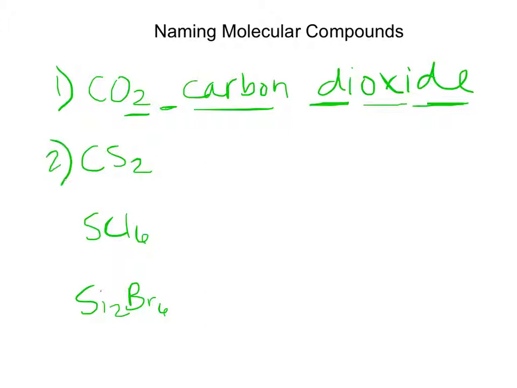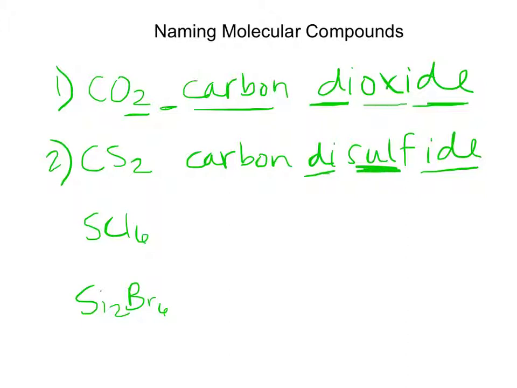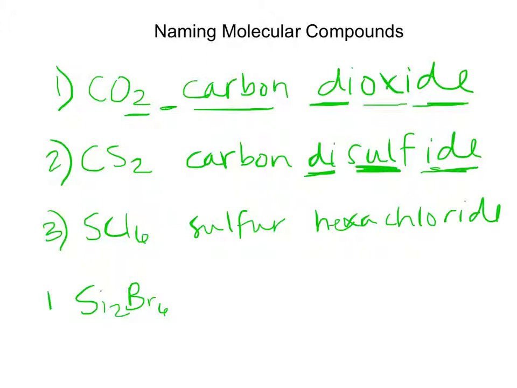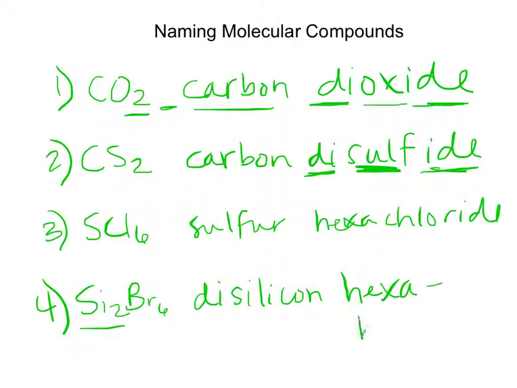So notice the second one. This one is going to be, take a guess. It's going to be carbon, di, because there are 2 of them, sulfide. Again, di and sulfide. Notice we keep the root in the middle, but the prefix and suffix are the same. Now this next one is just going to be sulfur, and then hexa, because that means 6, and it's on your periodic table, chloride. And this last one, notice that we have 2 silicons here, so it's going to be disilicon, hexa, I'm running out of room, bromide.